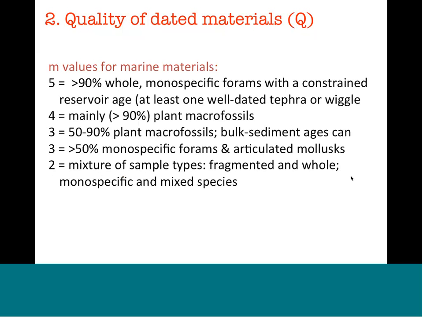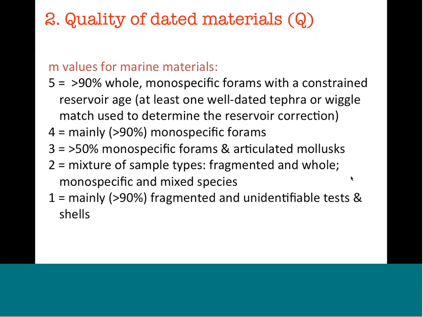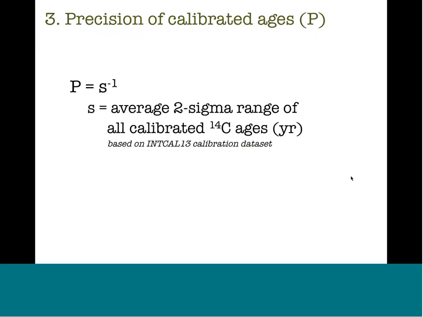Similarly, for marine sediments, we have a similar idea where it's the best case scenario. You have mostly whole monospecific forams in a well-constrained reservoir age, and the situation degrades for lower scores. So here you're able to input some information on qualitatively how good is the material used to create the age model. And lastly is the precision of the ages, and this is simply how, after you calibrate the radiocarbon ages, how big is the uncertainty.